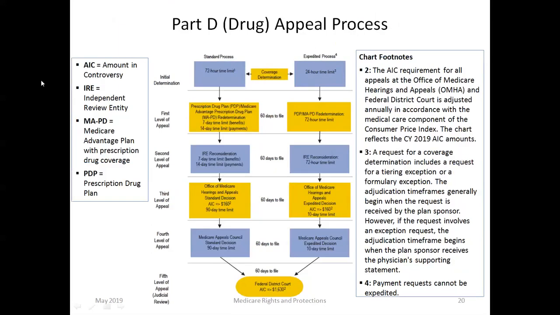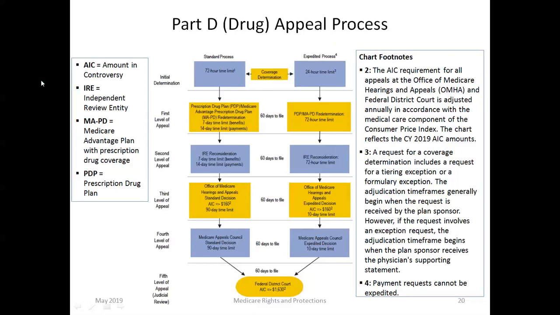So, Part D drug appeals. For a standard process, it's a 72-hour time limit. The first level of appeal is to the prescription drug plan or Medicare Advantage plan, called redetermination. They've got a seven-day time limit, or a 14-day time limit for payment. And this is for a standard process, not expedited. I highly recommend, if a beneficiary thinks that they need a medicine right then and there, definitely ask for an expedited process.